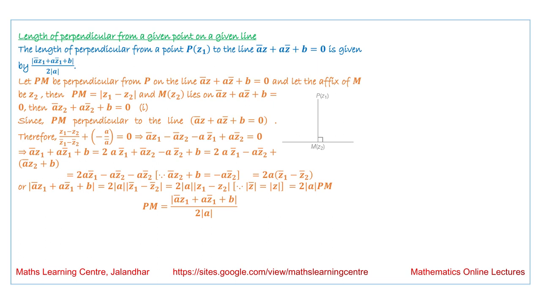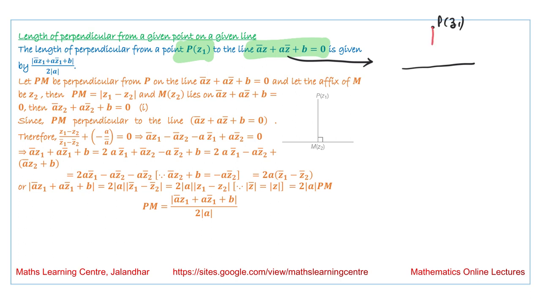Next is the length of the perpendicular from a given point on a given line. We are given a point P, corresponding to the complex number Z1, and a line with the equation A bar Z plus A Z bar plus B is equal to 0. Then we have to find the length of the perpendicular.